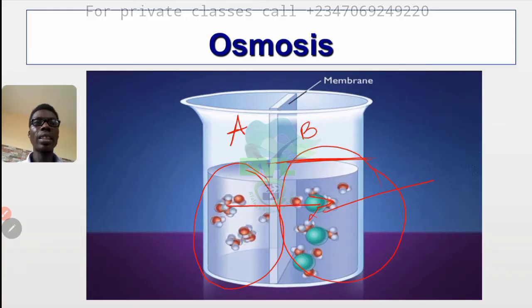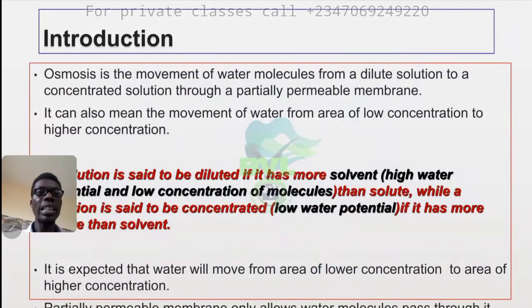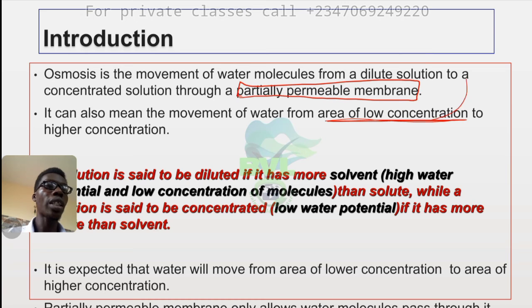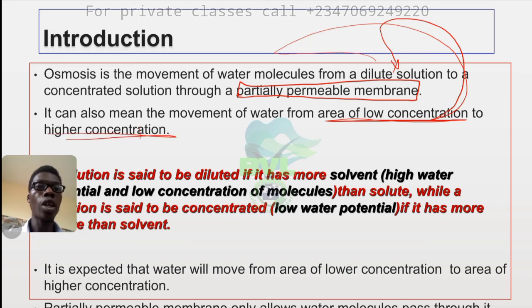So let's define osmosis really. Osmosis is the movement of water from a dilute solution to a concentrated solution through a partially permeable membrane. This membrane only allows water, or solvent, to pass through. That's how we say it is partially permeable. It doesn't allow sugar or salt to pass through it. It can also mean the movement of water from an area of low concentration, which is the same thing as saying dilute solution, to an area of high concentration, which means concentrated solution.